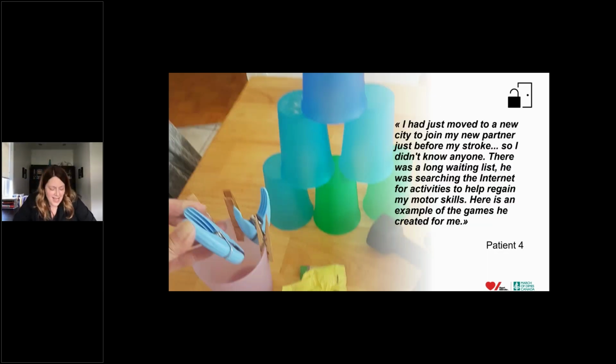So all people living with stroke reported difficulties navigating the system and identifying what was available and for whom, and the system was often described as a maze, with their family members being their only go-to person. As one said, I just moved to a new city to join my new partner just before my stroke, so I didn't know anyone.